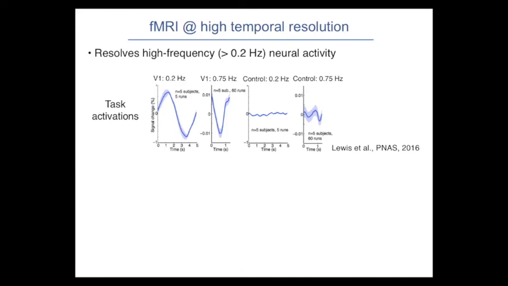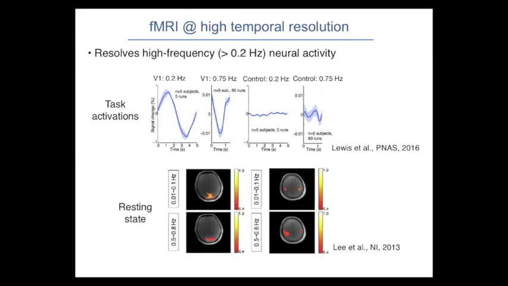But Laura Lewis, who is now at BU, really showed that even for stimuli with 0.75 Hz, you actually get a bold response associated with it. And people are also looking at that in the resting state literature. Similar to EEG, you split it into different bands, and you still see significant correlations across brain regions. But that's a pretty new development.